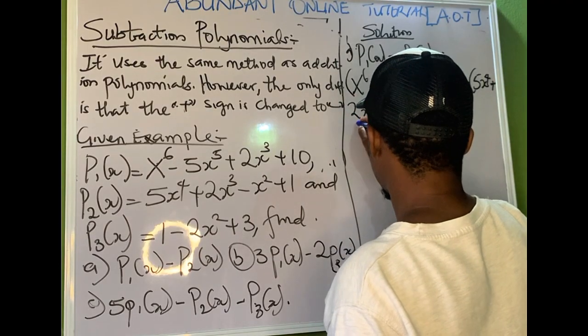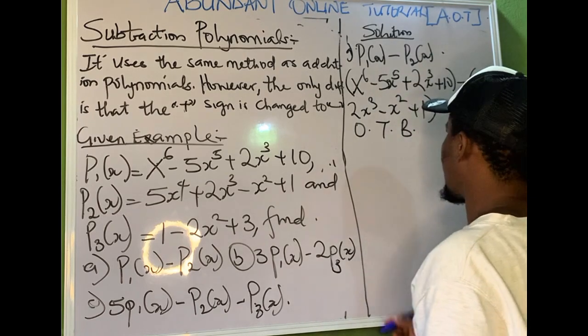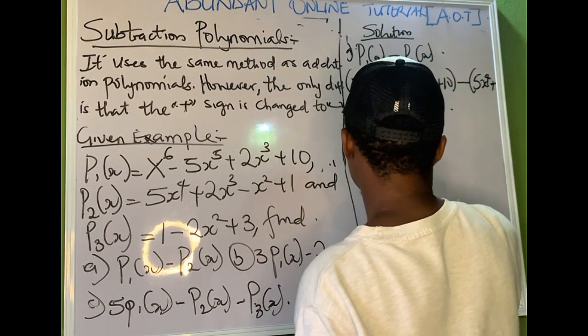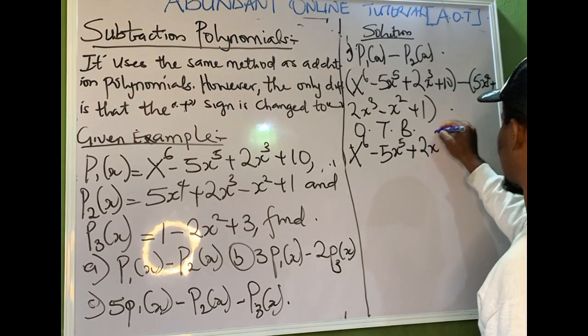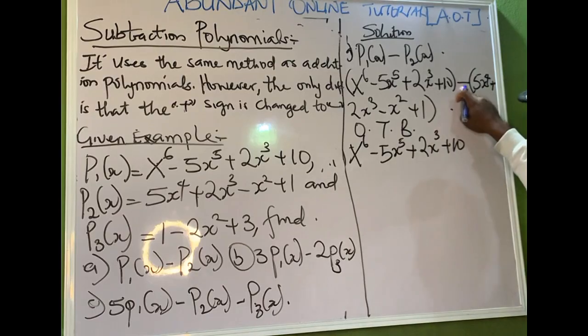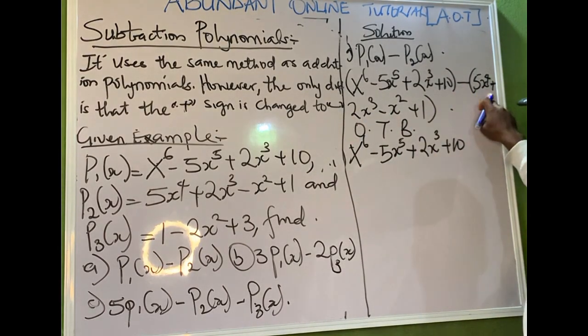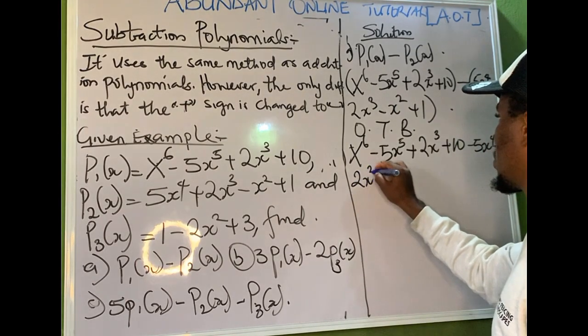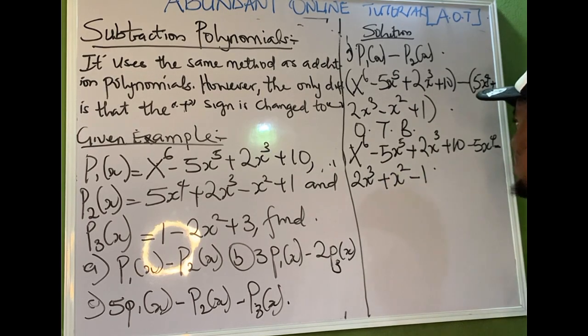Opening the brackets, I now have x^6 minus 5x^5 plus 2x cubed plus 10. Remember, this minus is going to affect everything in these brackets, so use this minus to multiply through. We now have minus 5x^4, minus times plus is minus, minus 2x cubed, then plus x squared minus 1. All right, so that's that.